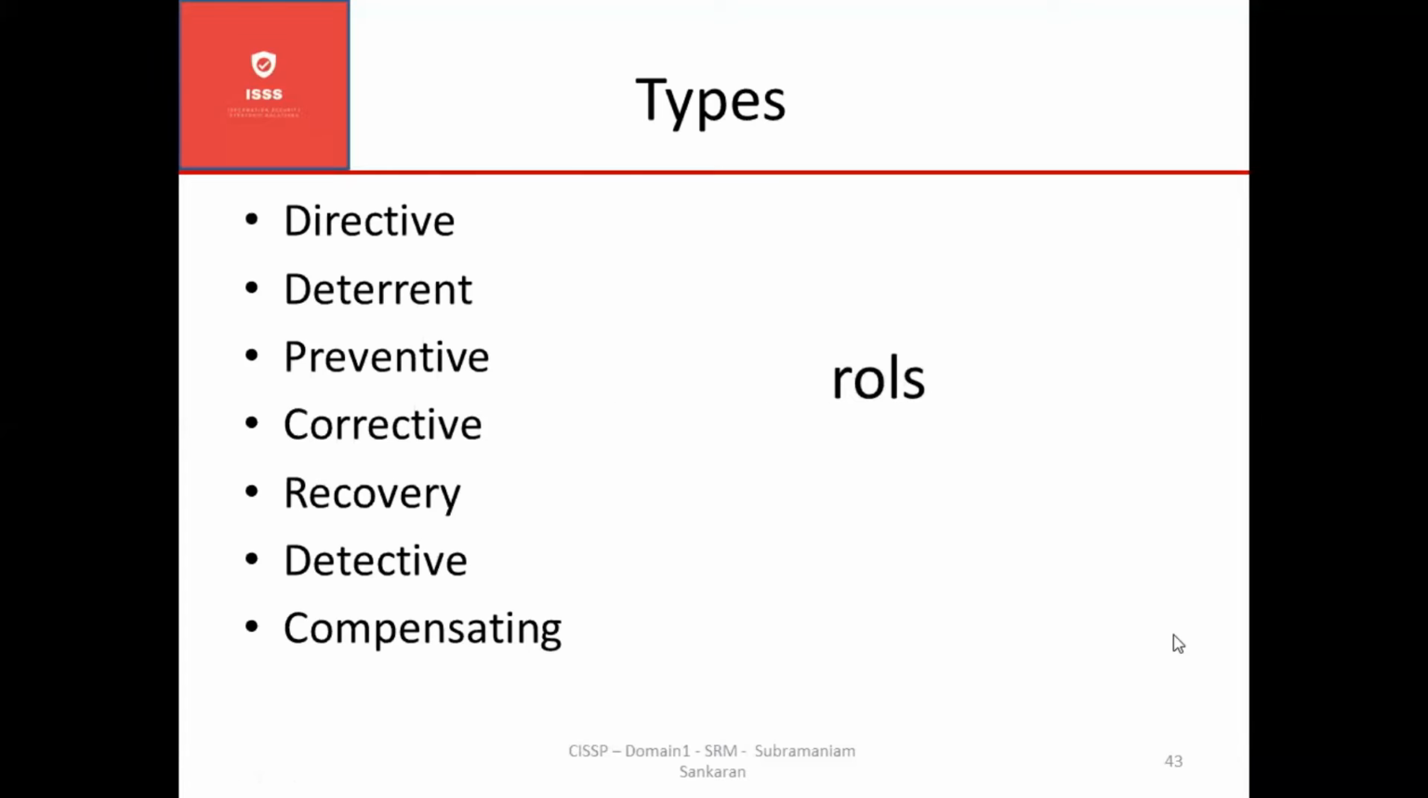So there are different types of access controls. The first thing is called directive. This is something that has been added post 2015. And the others are deterrent, preventive, corrective, recovery, and compensating.